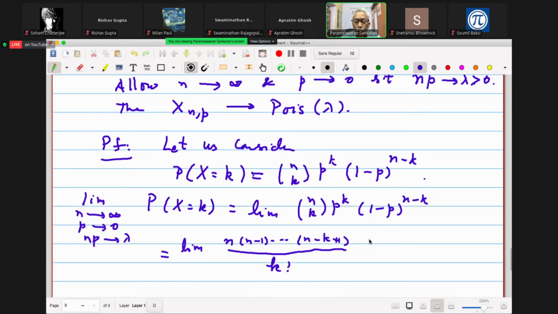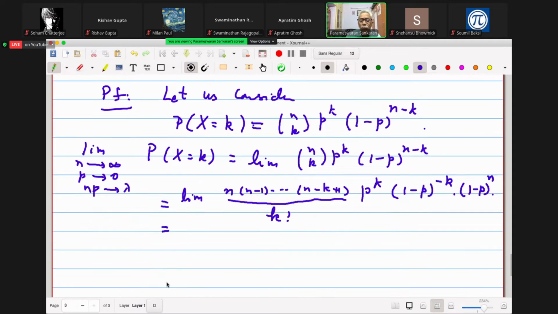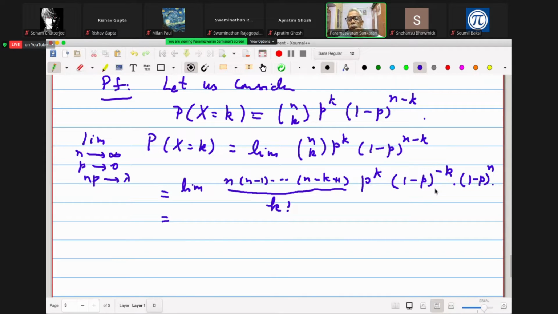This is the binomial coefficient, p power k, and this (1 minus p) power k, we write it as (1 minus p) power minus k times (1 minus p) power n. Okay. Now this is equal to... did I do it right? I suppose so. Yeah, this is okay, no problem.